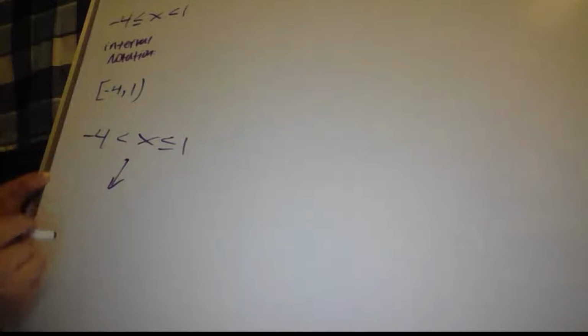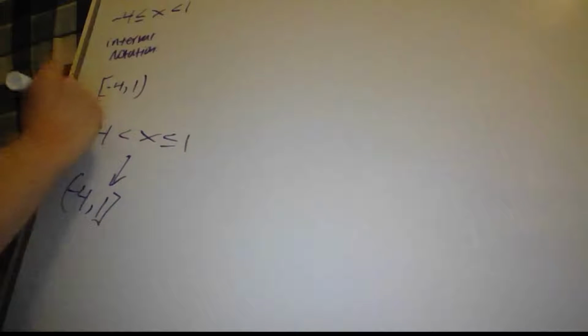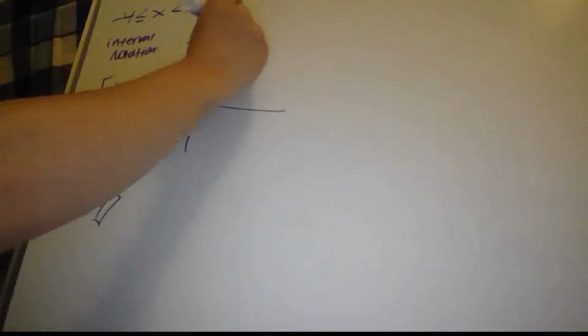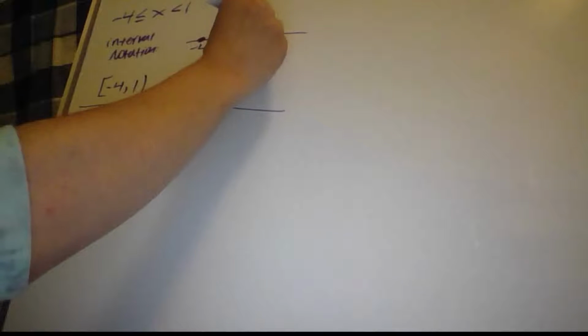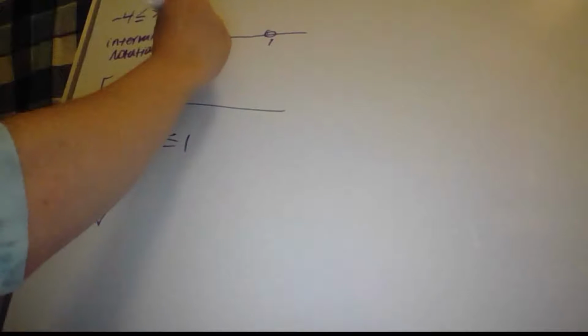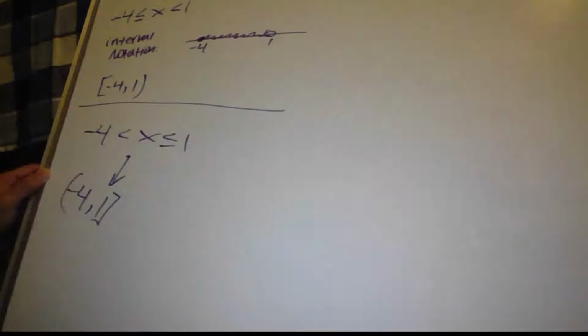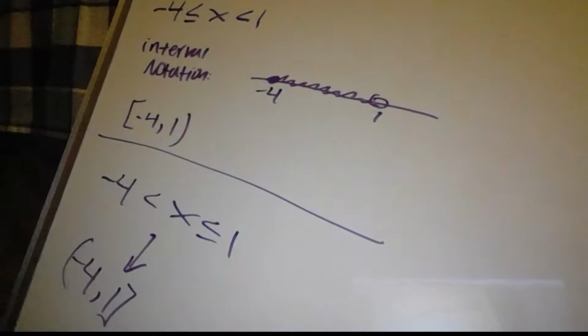If we have -4 is less than x is less than or equal to 1, this would be -4 parentheses to 1 bracket. And for this one, you would do your line, then you would do from -4, an open circle at -4, and then a closed dot at 1, and then you would shade in between, right? That's how it would be. I hope y'all can see that. That's how it would look, -4 to 1.